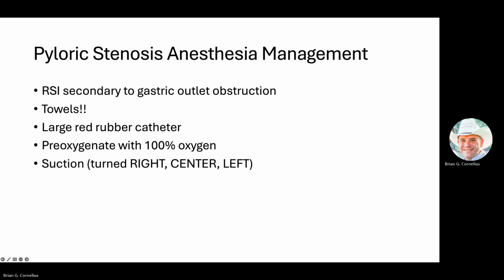Other things we want to think about: large amounts of towels for these patients because they tend to vomit. So you want to make sure that you can clean up things there. I tend to use a red rubber catheter for these patients. I'll go ahead and just put it down and use it for gastric decompression.